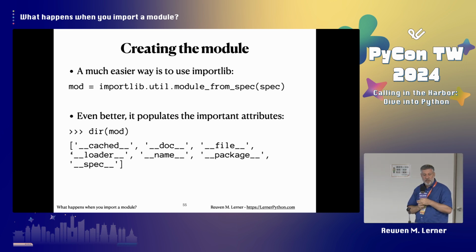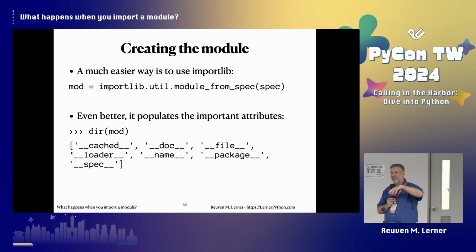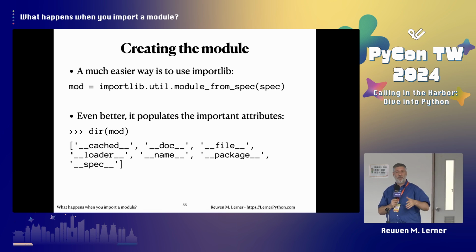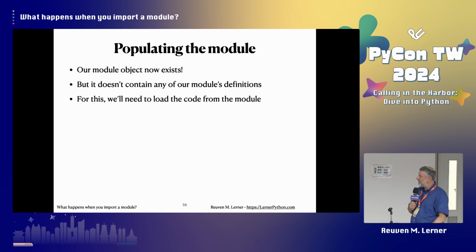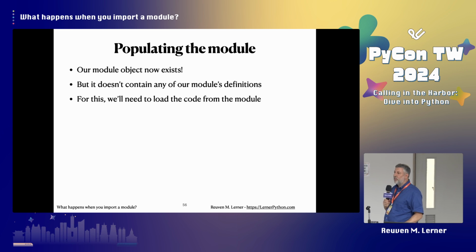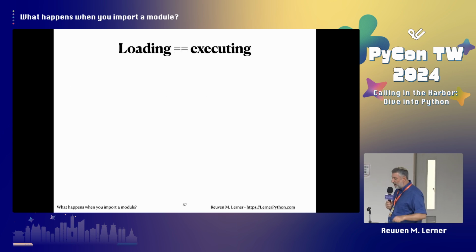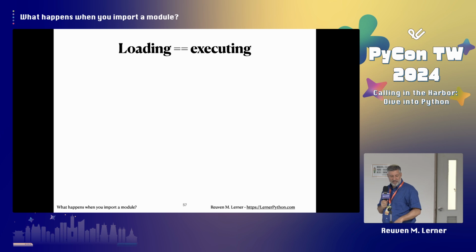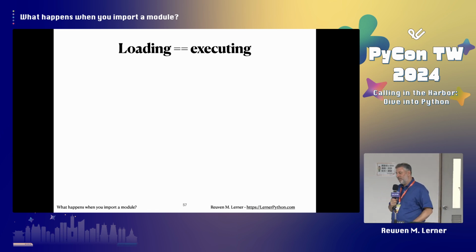But I actually want to load the module. The module object, that's the whole thing we're trying to load. I want to get its classes, its variables, its data in there. So how does that happen? Well, our module object exists, but it doesn't have any of the definitions. We'll need to load them. And here's another surprise that many people have. When I load a module, I execute it. That's very surprising to people, right?